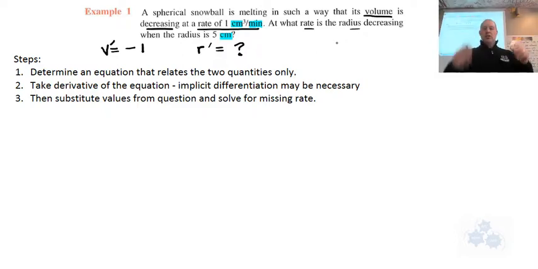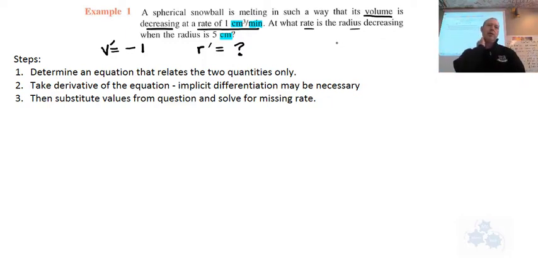This is changing. The snowball's melting, and you can probably picture this snowball. I don't have a snowball, but I'm going to make an imaginary one with my hands. And as the volume is decreasing, you can tell that the radius inside the snowball is also decreasing, right? So that makes sense. Volume is decreasing, so is the radius.